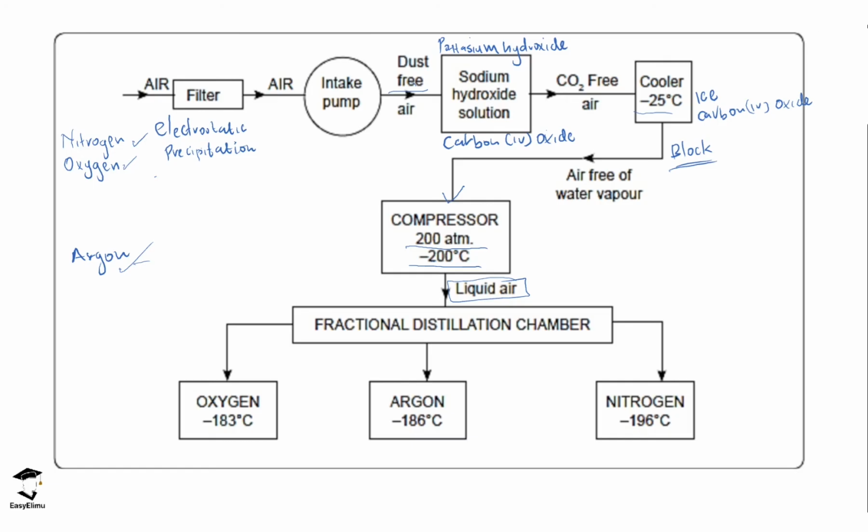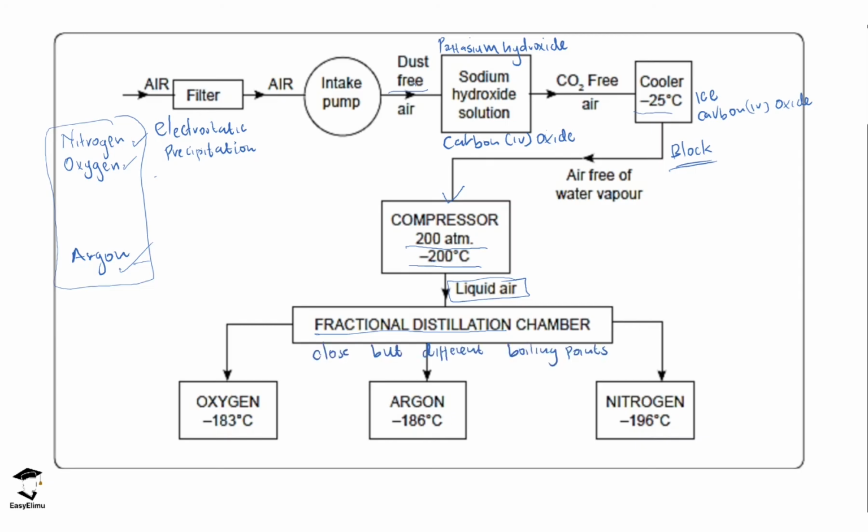That is where the name comes from, fractional distillation of liquefied air. So this remaining part of air, that is nitrogen, oxygen, and argon, turns into a liquid, and then this liquid is fed into the fractional distillation chamber. If you can remember, we talked about fractional distillation when we were talking about simple classification of substances. And we said that fractional distillation is used to separate miscible liquids that have close but different boiling points.